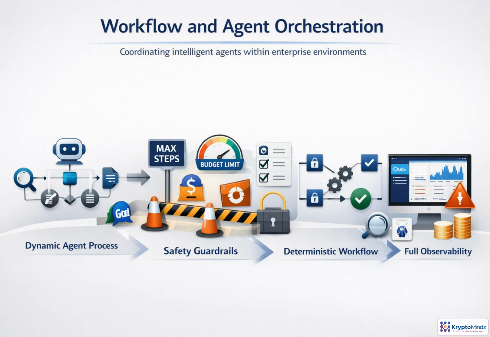Agents are useful when the path is not known in advance. They can plan, choose tools, inspect results, and adapt their next step. In production, that freedom needs boundaries. Set maximum iterations, cost and time budgets, approved tools, policy checks, and human approval where risk is high.